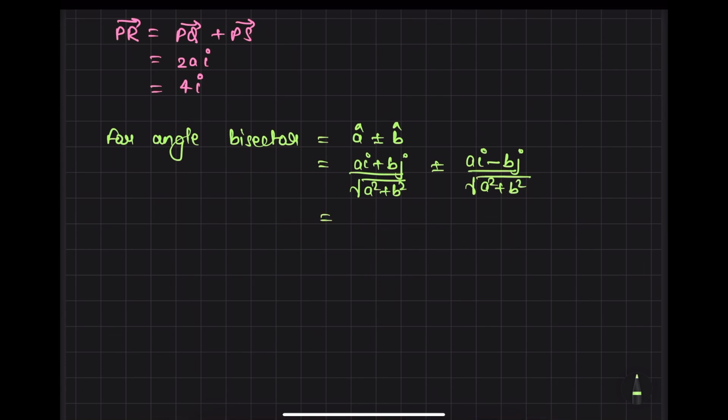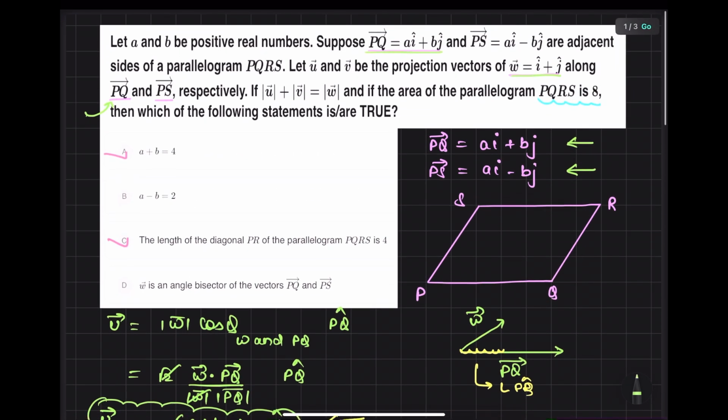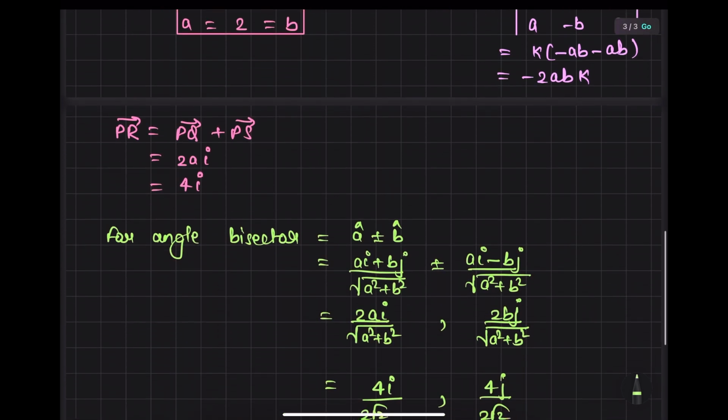Now look at this. I will go with the addition one. If I add both the things, we will get 2 times a i upon root over a square plus b square. And if I go with subtraction, we will get 2 times b j by root over a square plus b square. Correct? So a is 2, so can I write 4i as, a square plus b square will become 4 plus 4, 8. So it is 2 root 2, or 4j by 2 root 2. But they are saying that the angle bisector w is i plus j.